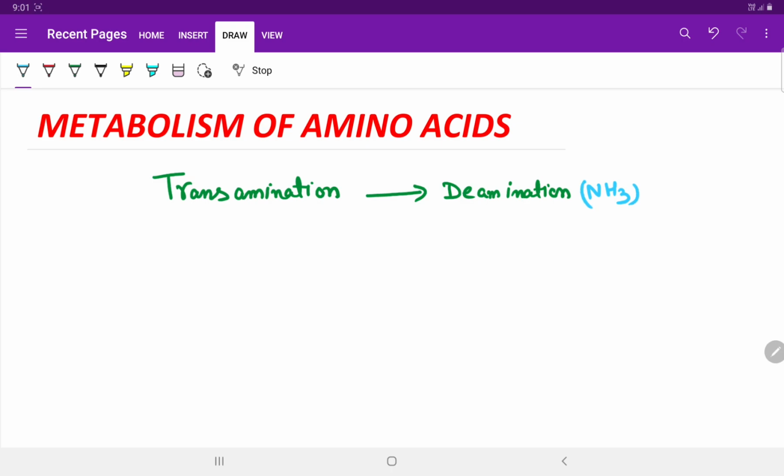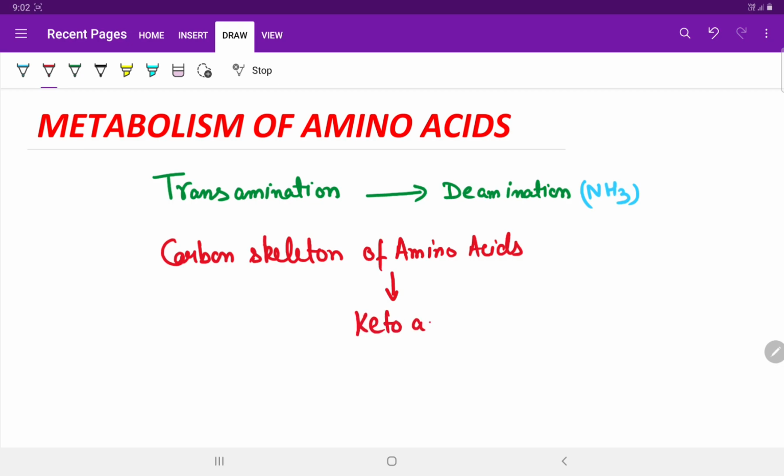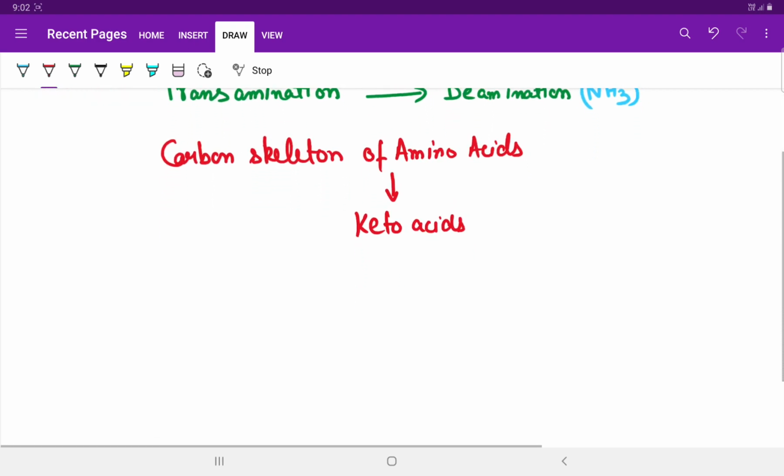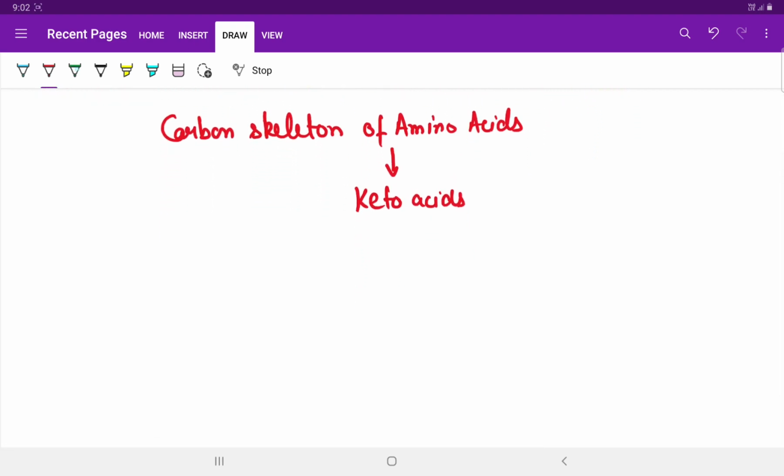The amino group of amino acid is utilized for the formation of urea, which is an excretory end product of the protein metabolism. The carbon skeleton of amino acid is first converted to keto acids. So here is an important point, that the carbon skeleton of amino acids is first converted into keto acids, keto form, and ultimately they will meet one or more of the following points.